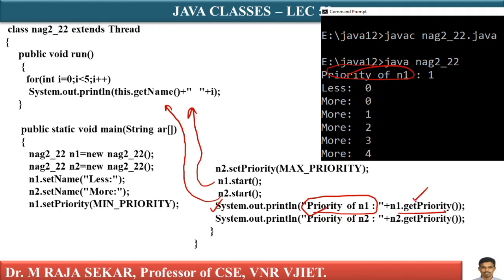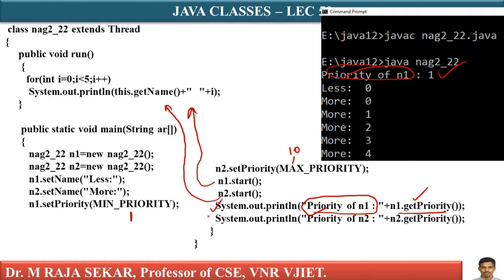N1.getPriority. What is the priority of my first thread? N1 priority is 1. Just see, N1.setPriority 1, N2.setPriority, this is MAX_PRIORITY which is 10, MIN_PRIORITY is 1. N1.getPriority. What is the priority of N1? That is 1. Therefore, it is printing 1. Therefore, in the output screen, priority of N1 is 1.